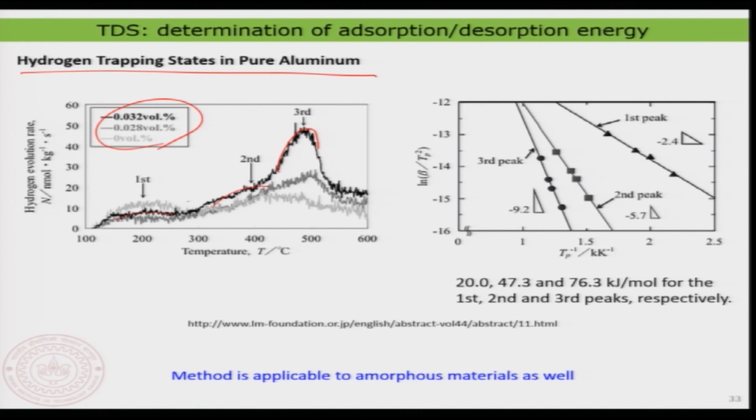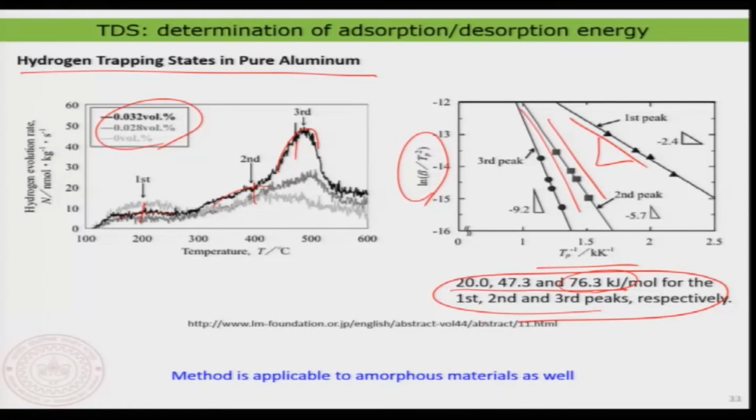Now, what is interesting is that there are 3 peaks, and the 3 peaks represent 3 different types of adsorption sites on the surface. Now I can plot the log of beta Tp square as a function of 1 by T, and you see I am getting linear plots. The slope of this directly gives me the desorption energy. Of course, the desorption energy is calculated here for the first peak, the second peak and the third peak, and you can see the magnitudes of the energies are increasing. That is exactly what I told you.